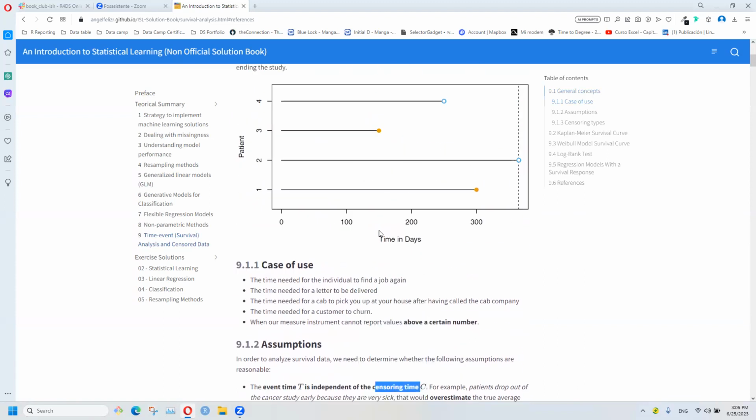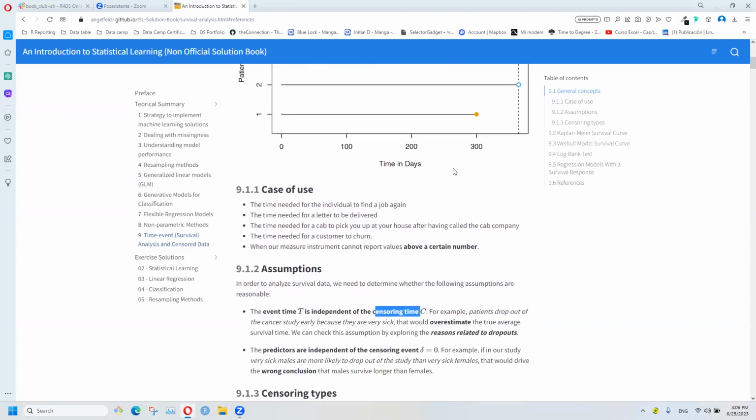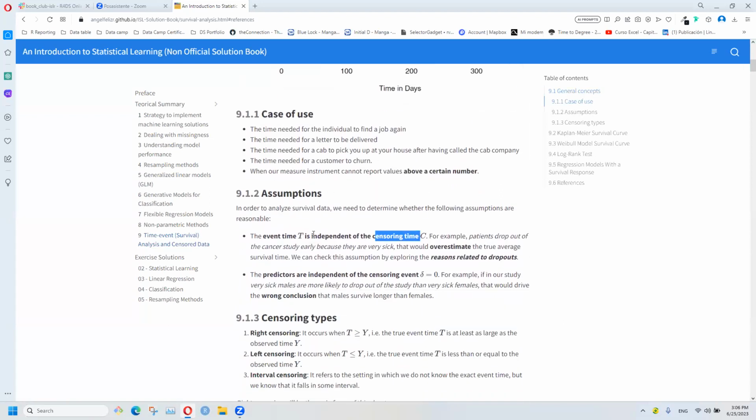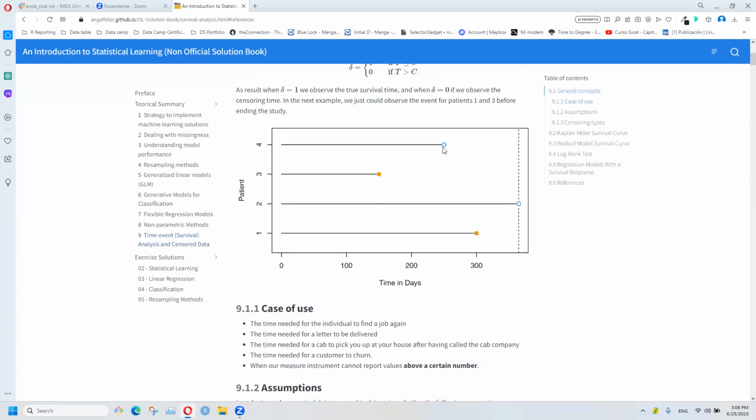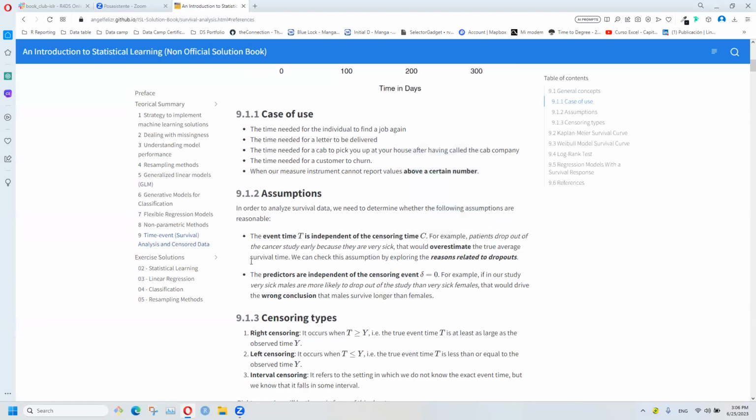So it's important to check why the time was censored to understand the reason. That's the main explanation they have in the book. If we don't check that, we overestimate the true average survival time. We are expecting that this person would live a little bit longer, we don't know how much, but longer, not knowing that they would die the next day. So in that case, we overestimate the survival time.